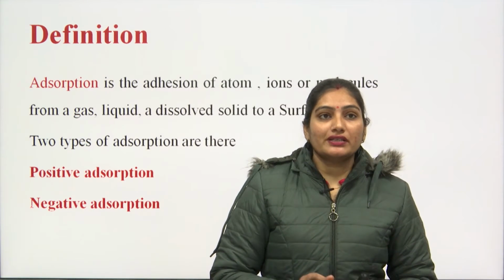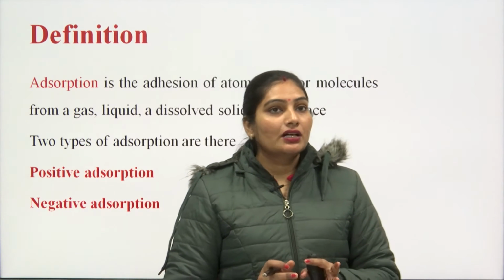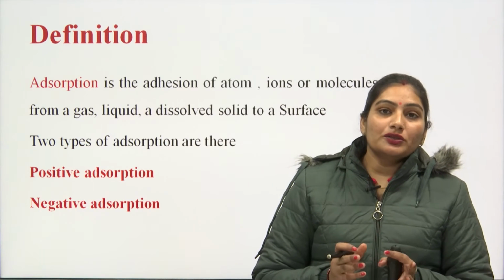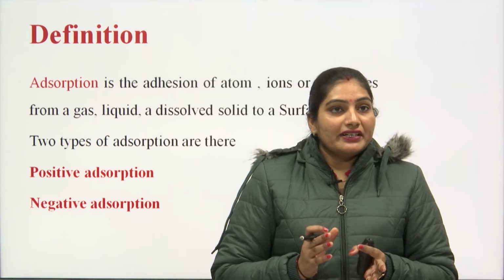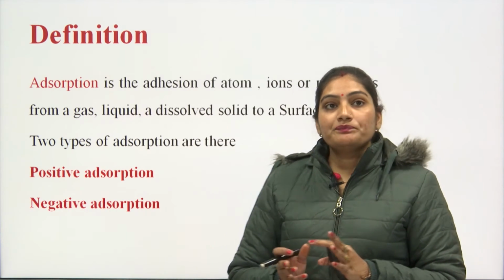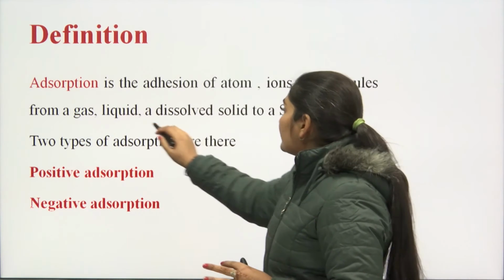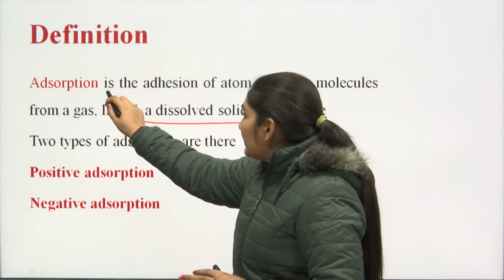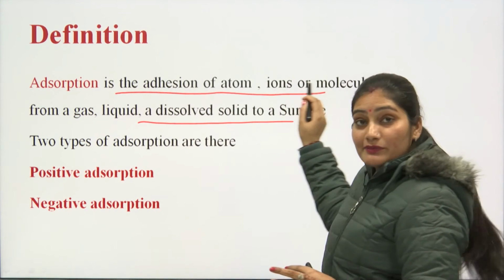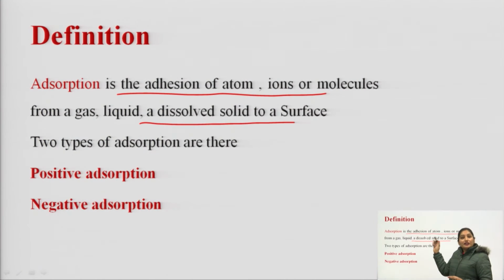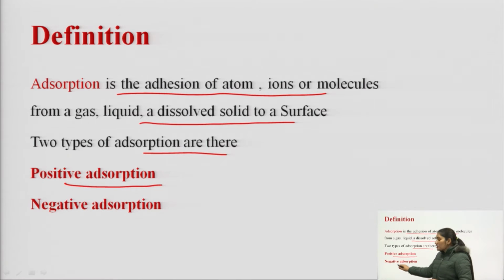So, what is adsorption? It is the adhesion of atoms, ions or molecules from a gas, a liquid, or a dissolved solid to a surface. There are two types of adsorption. First is positive adsorption and second one is negative adsorption.